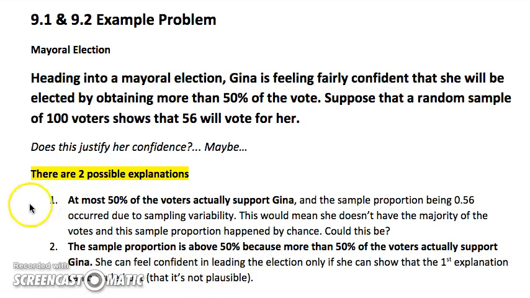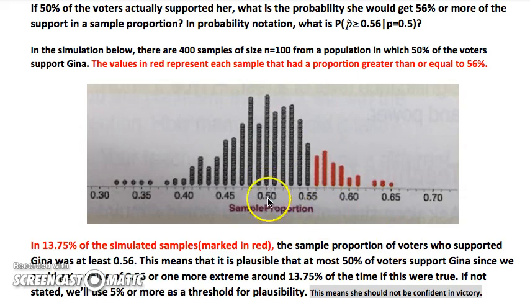And two, the sample proportion is above 50% because it reflects the true parameter. The first represents our null hypothesis. The second represents our alternative. So if 50% of the voters actually supported her, here's a simulation that represents values at 56% sample proportion or greater. We can see here that happened 13.75% of the time. So it's plausible that she got 56% by chance. It happens about 14% of the time. So she should not be confident in victory. That could have just happened by chance.